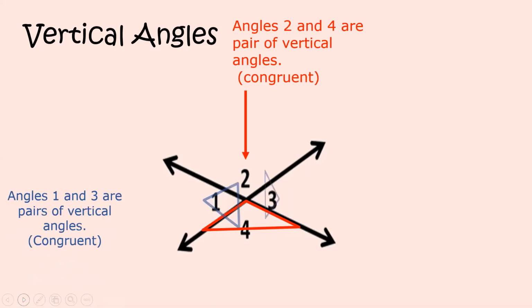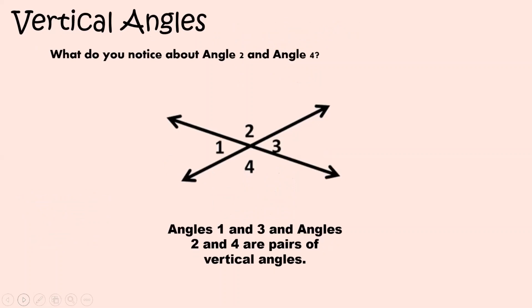However, angle 1 and angle 3, even though they are vertical to each other and they are congruent to each other, are not congruent to the other two, okay? So angle 1 and angle 3 are vertical angles, which are congruent to each other, and angle 2 and angle 4 are a pair of vertical angles that are congruent to each other, okay? So angle 1 and angle 3, right? And angle 2 and angle 4 are pairs. Okay, so if they are a pair, if they're vertical, then that means they are congruent.